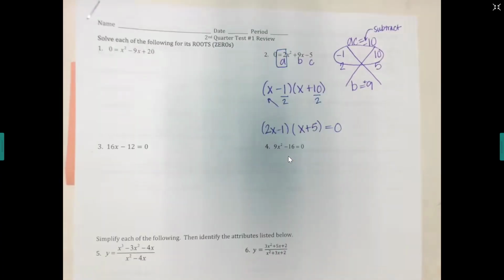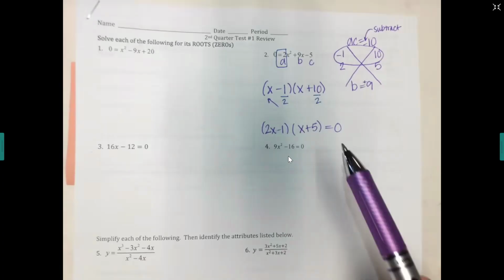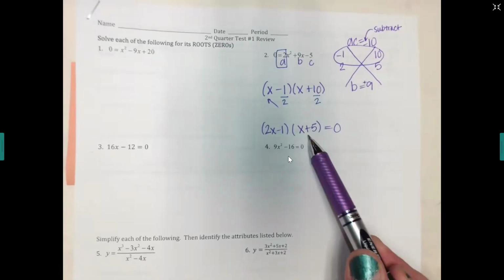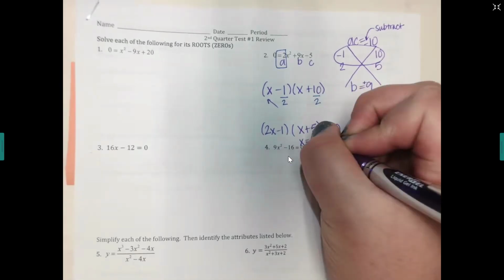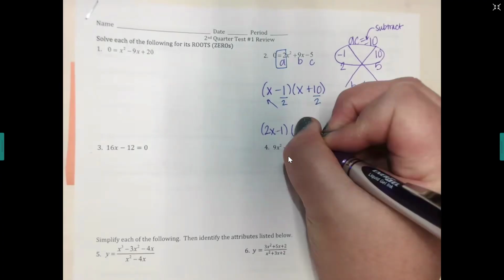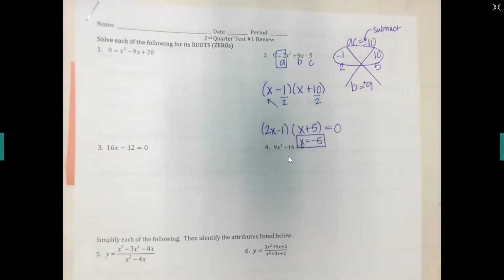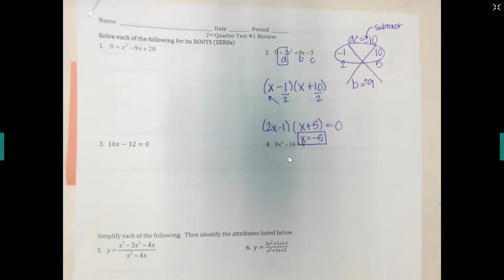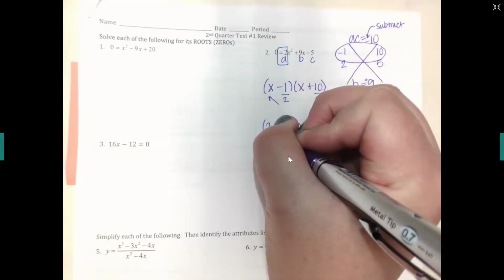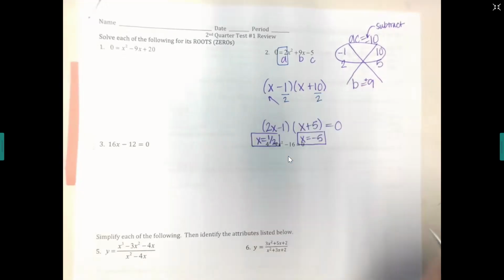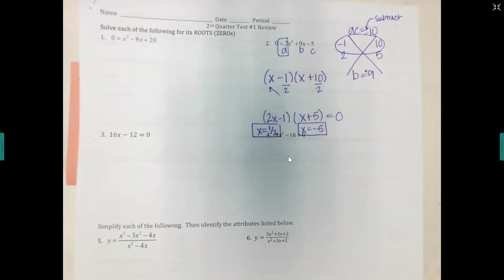Now, if it asks you to solve, remember you want to give me x equals answers. So if it's an x plus 5, what would the answer be for that? X equals -5. And then if it's a 2x minus 1, you would switch the -1 to a +1. And then don't forget to slide the 2 back down. So your answer would be +1/2 and then -5. Okay?